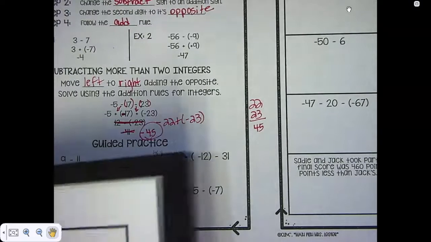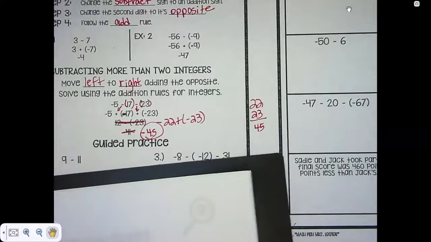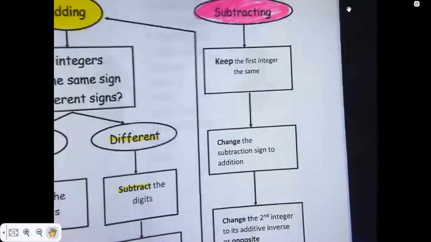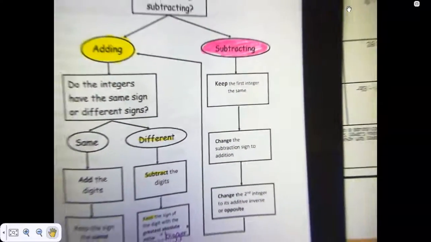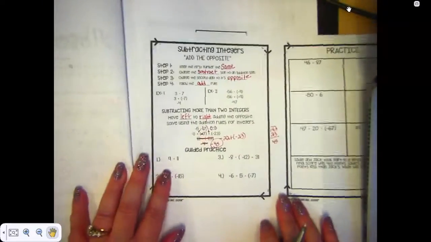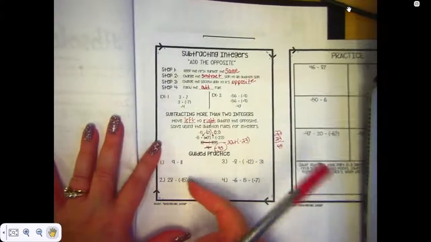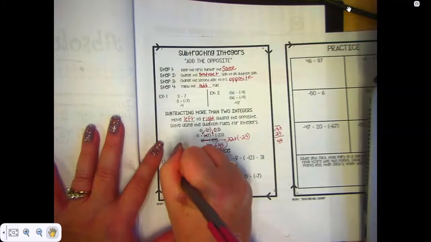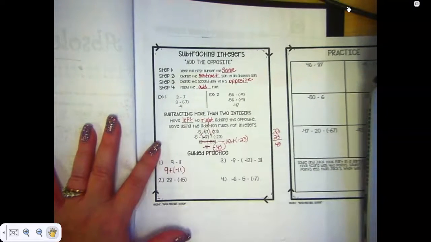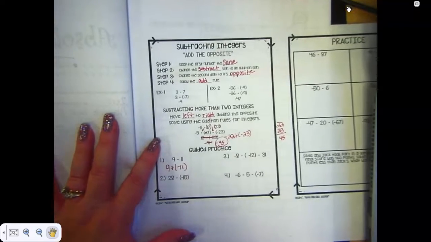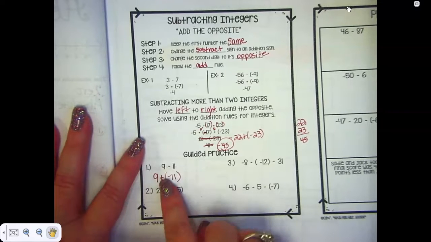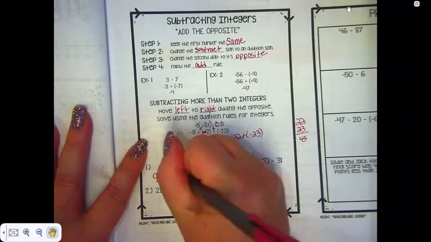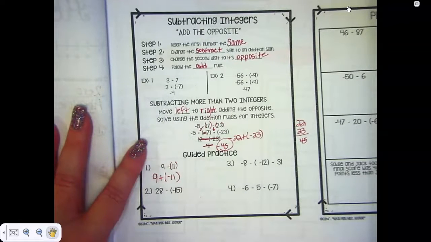So if you get home and you're struggling, you can use your flow chart right there for subtracting. We can use this flow chart that we looked at yesterday that's in your math notebook. So let's try some of these. 9 minus 11. So that becomes, you have to rewrite it, 9 plus negative 11. We kept the first sign. We changed the subtract to add. And you change that positive 11 to a negative 11.